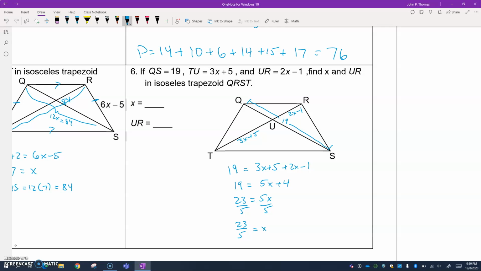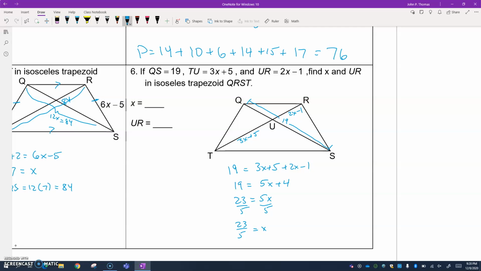Whenever I get an answer like that that's different from the rest of the ones I've seen on the page, I always like to double check myself to make sure I didn't make a silly mistake or miscopy. So 3x plus 5, 3x plus 5, those match. 2x minus 1, 2x minus 1, those match. Added together that would be RT, which is this diagonal. Then QS, they told me, was 19, so that's good. 3x plus 2x is 5x. 5 minus 1 is 4.